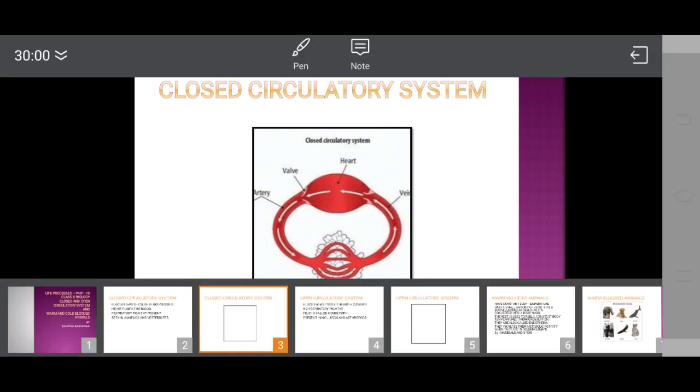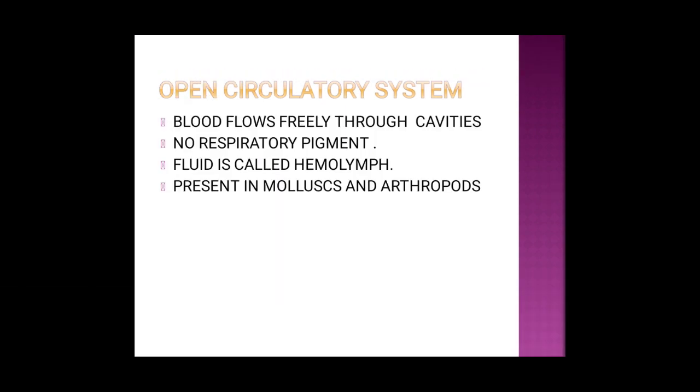Now moving on to the open circulatory system. In an open circulatory system, blood flows freely through cavities. There is no respiratory pigment. The fluid is called hemolymph and it is present in phylum Mollusca and arthropods.